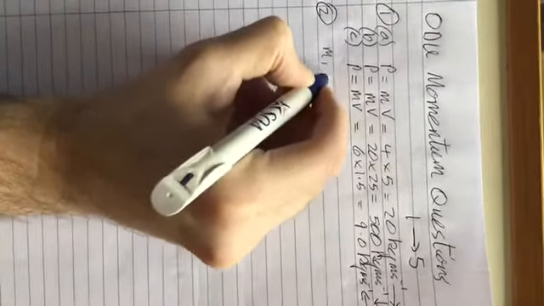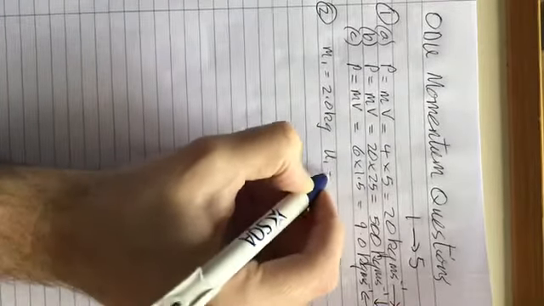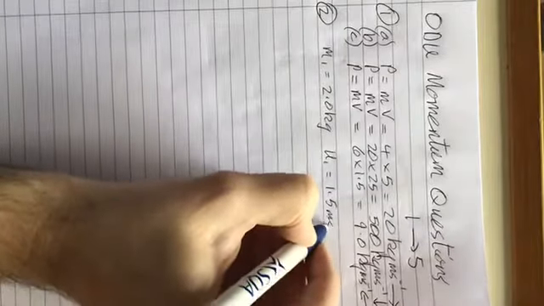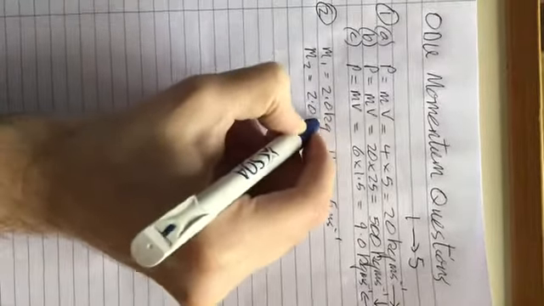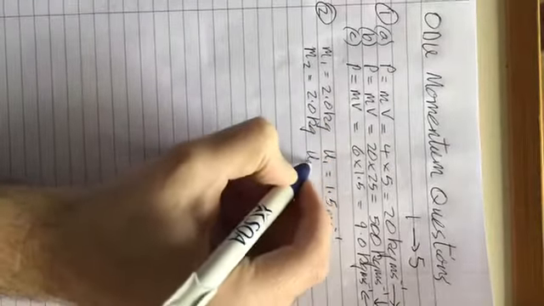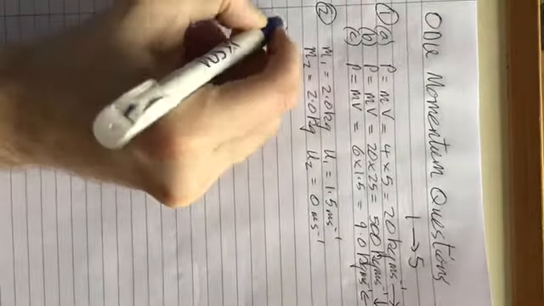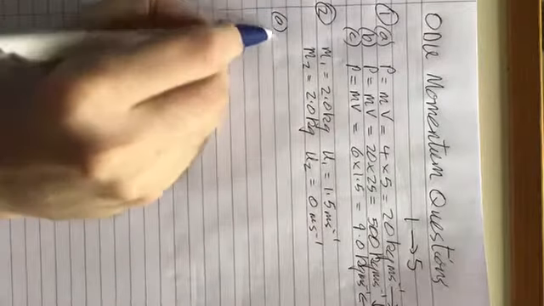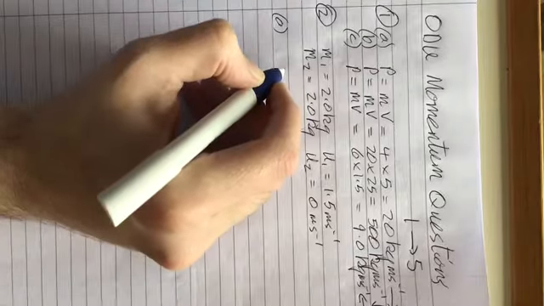Number 2, we are given M1 is 2 kilograms, U1 is 1.5 meters per second, M2 is 2 kilograms, and U2 is 0 meters per second. So we write down that, in the absence of external forces, total momentum before collision equals total momentum after collision, and then we pick which version of the equation sits best with the scenario that we're given.